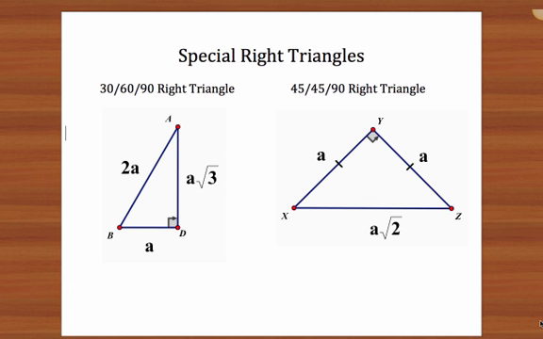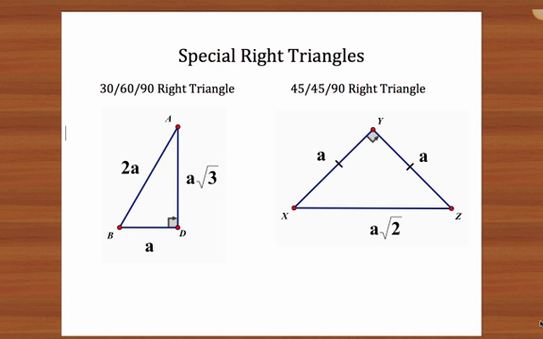Well, the side opposite the smallest angle in the 30, 60, 90 triangle on the left is going to have the smallest coefficient. So the side opposite 30 is 1a. The side opposite the 60-degree angle will be a root 3, and the side opposite the 90-degree angle, or the hypotenuse, will be 2a. In the 45, 45, 90 isosceles right triangle on the right, the two legs have the same measure, and so they will both be referred to as a, and the hypotenuse will be a root 2.